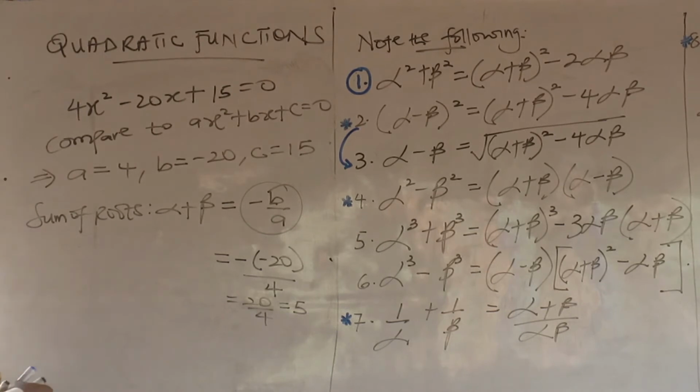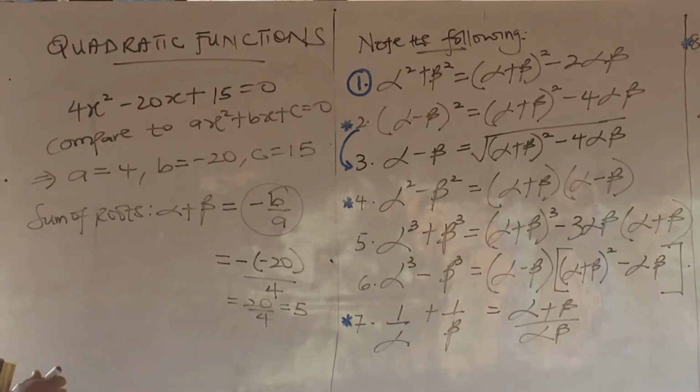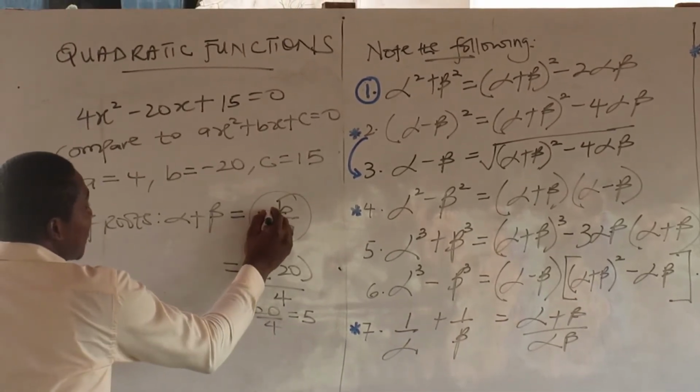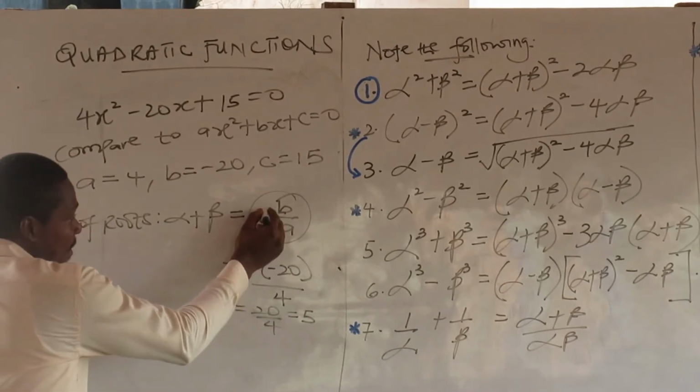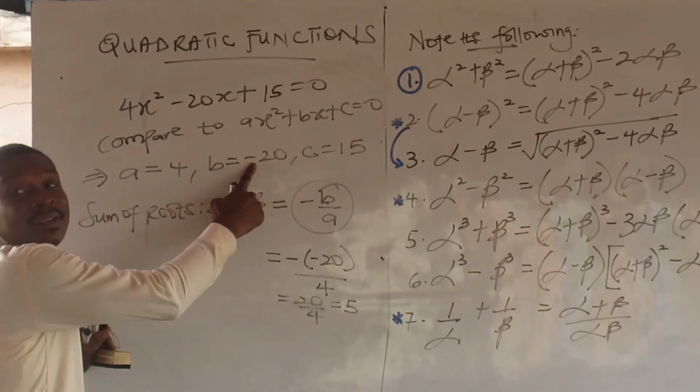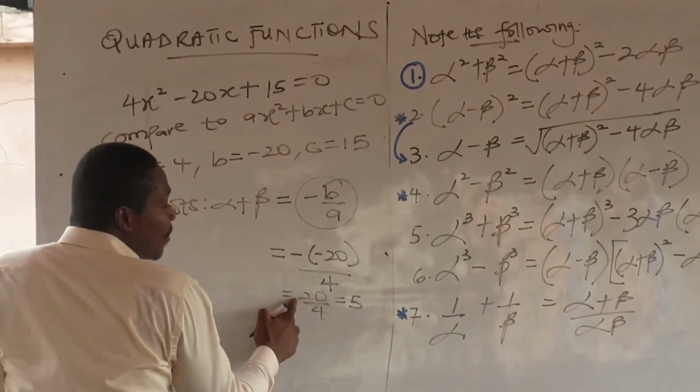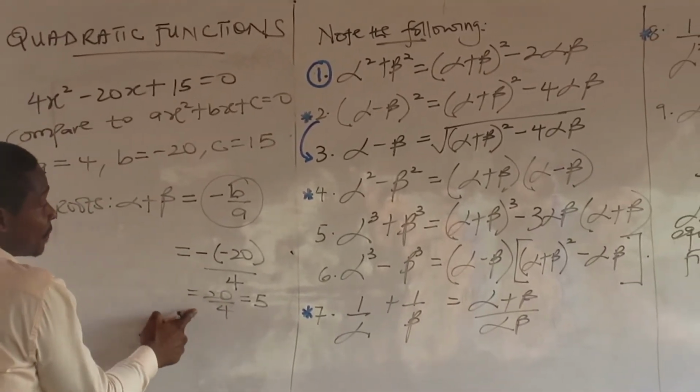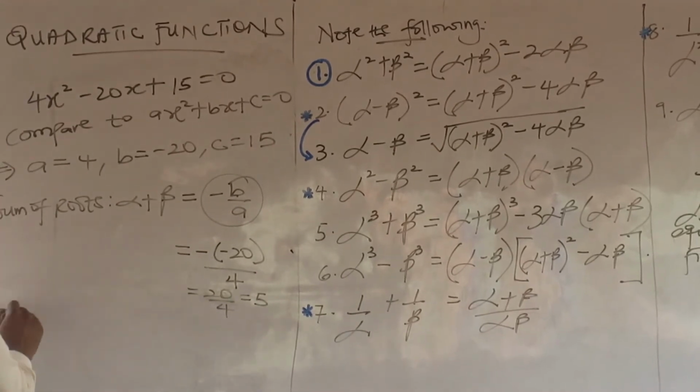What's the 5? Why isn't it negative? Now, the formula is negative b over a. So there's a negative you see here, and the b also happens to be negative. That is it, right? Good. So I'm going to get positive 20 over 4. Are you okay? Good. Now, product of roots.